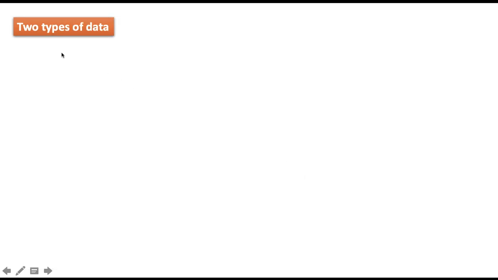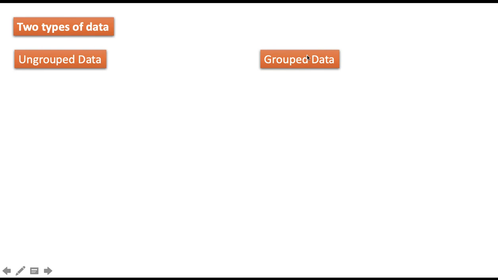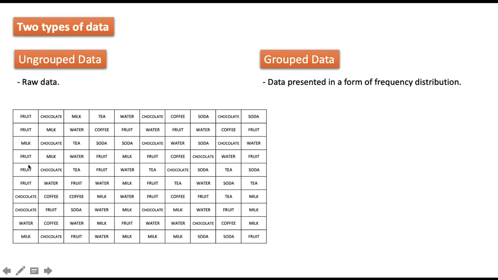So the two types of data are ungrouped data and grouped data. Ungrouped data are simply the raw data taken from the survey, while grouped data are already organized, presented in the form of a frequency distribution. Going back to our previous given, these are the raw data taken from the survey. The first student preferred fruit juice. Same with the second student, while the third student preferred milk. The fourth student also preferred fruit, etc.